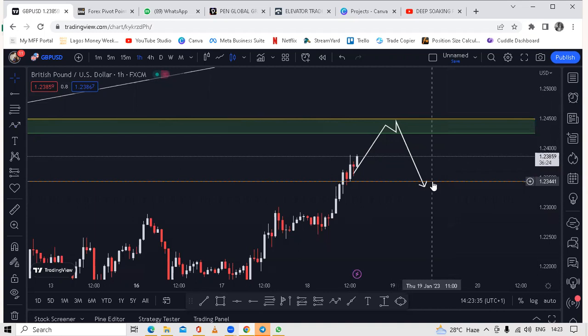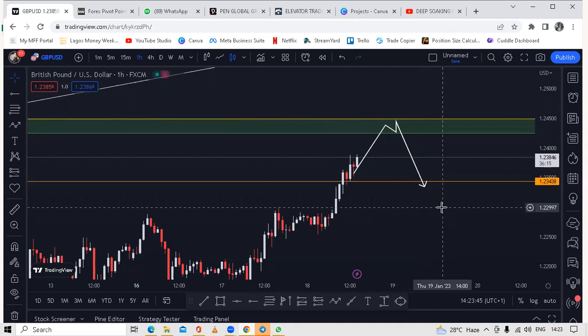Trust me, it will only retest the pivot point. It might be a very rushed, quick retest. It comes back, retests it, and drops. It will be very quick. Not 15 minutes, not 30 minutes. It's on the hourly candle. When it retests that pivot point, sell the hell out of it.